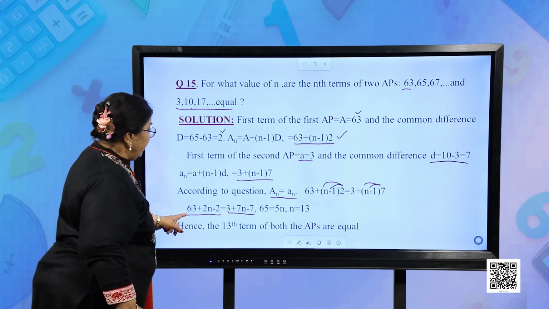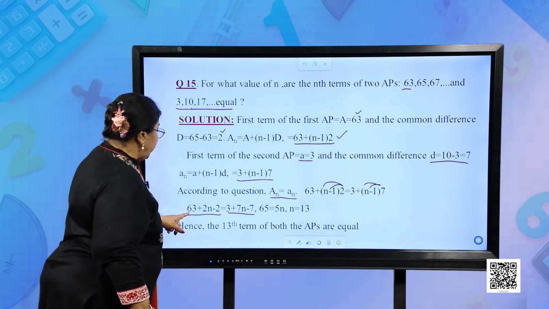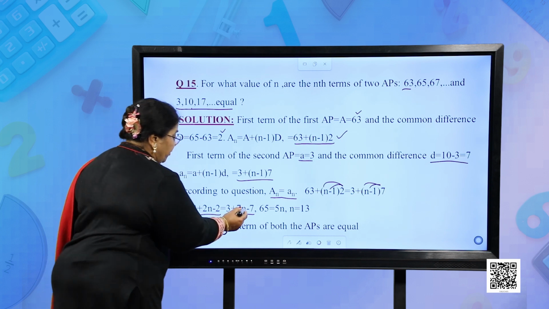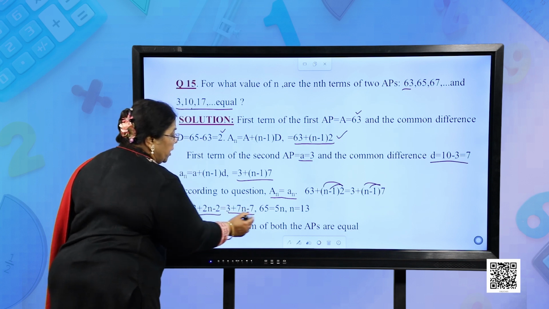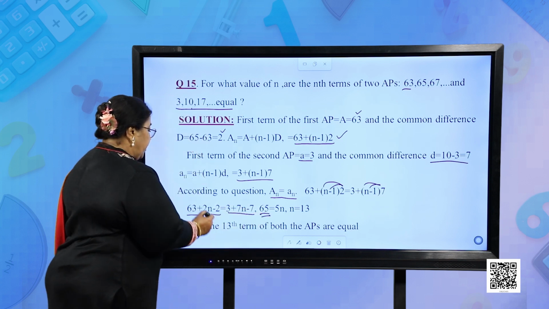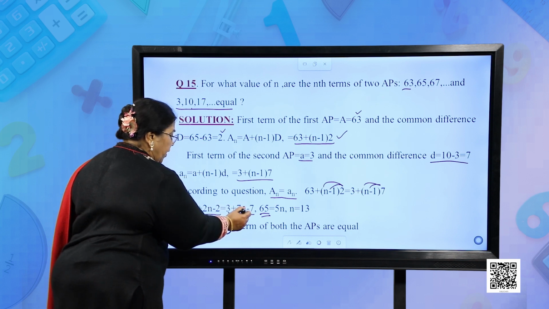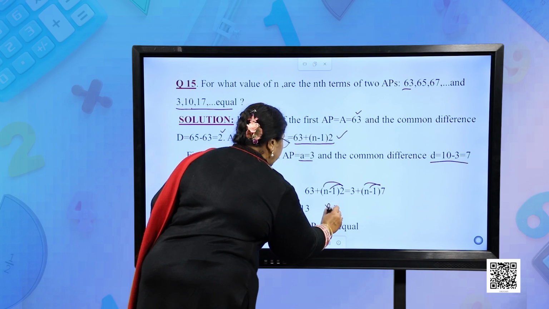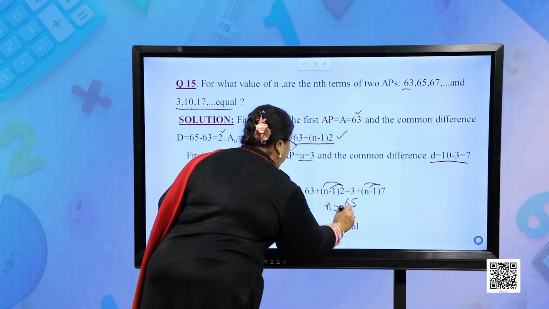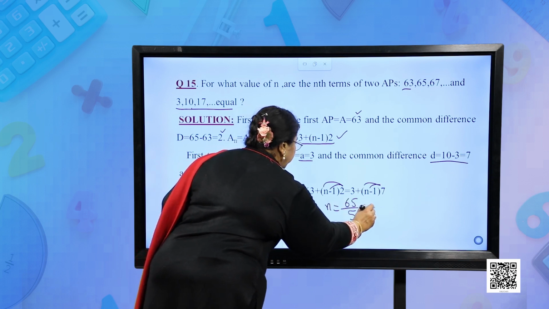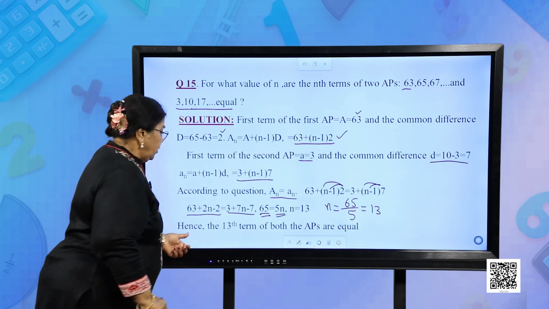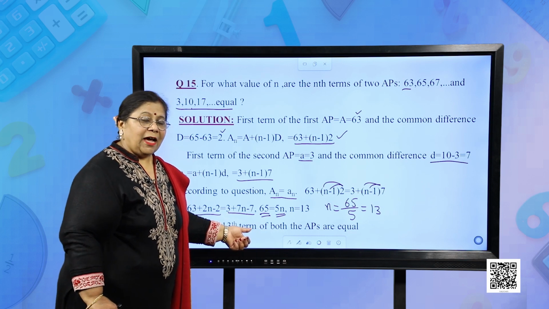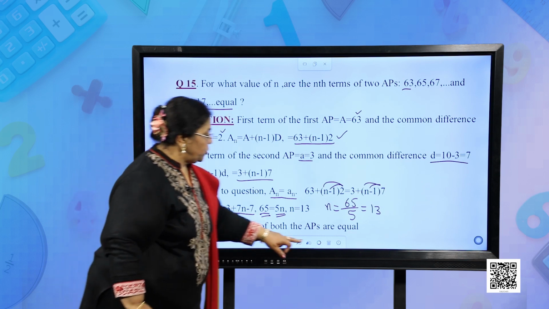What is 63? Here we have got 63 minus 2 is 61. 61, and if I bring minus 4 to this side, it gives me 65 is equal to what is 7n minus 2n? It is 5n. Therefore, n is equal to 65 upon 5, and that gives me 13. So, the 13th term of both the APs are equal. I hope you have understood. Let us go to the next question now.